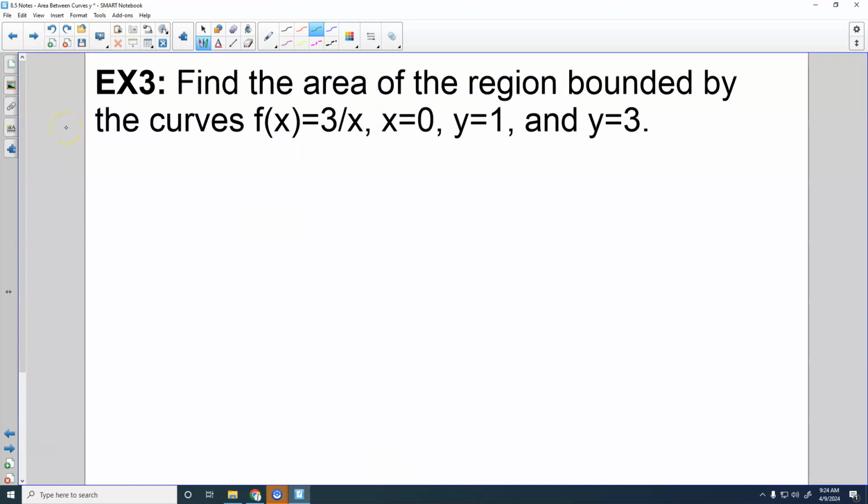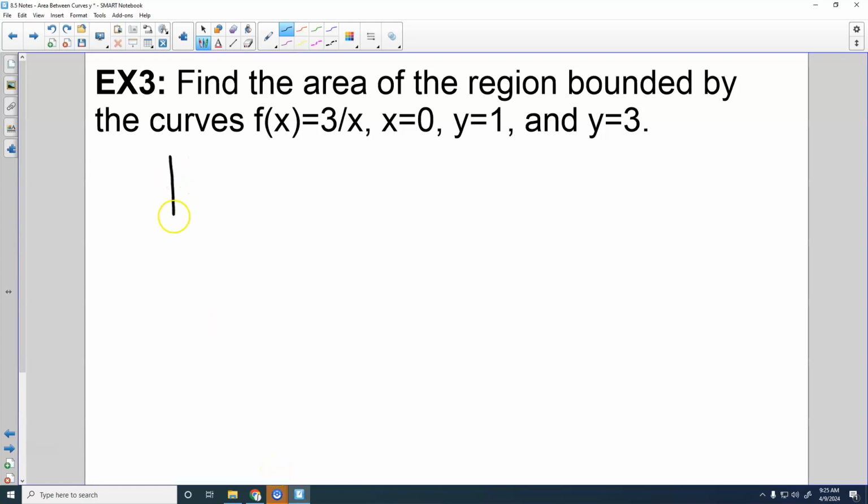All right, let's talk about this one here. Now, this one does not give us our function in terms of y. We got 3 over x. But notice that I've got a y equals 1 and a y equals 3. That might be an indication you might need to do it with y's. So a graph is going to be needed here.